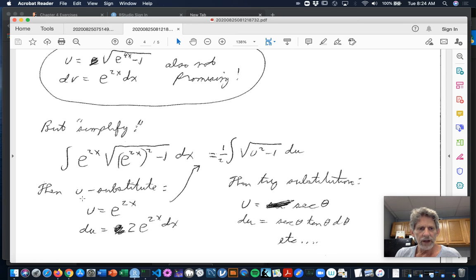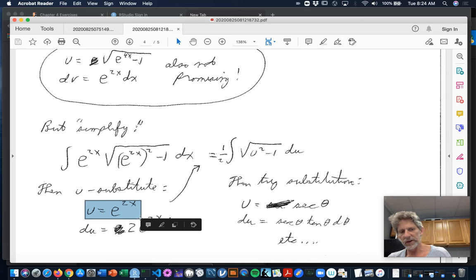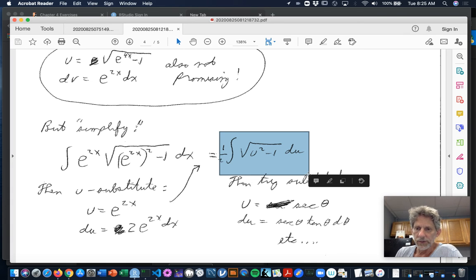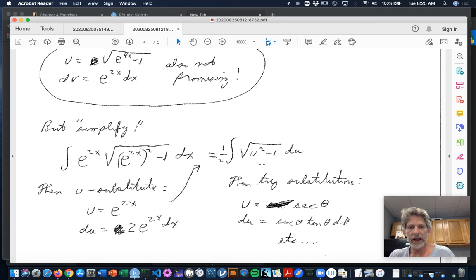And then a u substitution suggests itself to you. Let u be e to the 2x. Du would be 2 e to the 2x dx. And e to the 2x dx is just half of that du. And so when you do your substitutions, you get to something that can be handled with trig substitution. Let u be the secant of theta. And on we go.